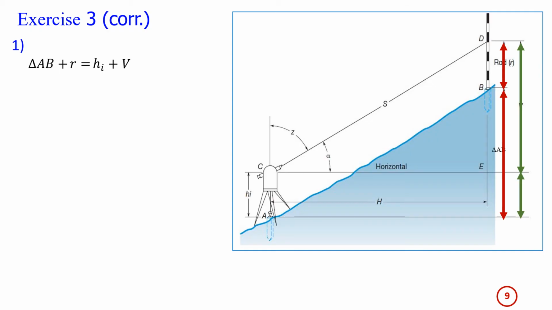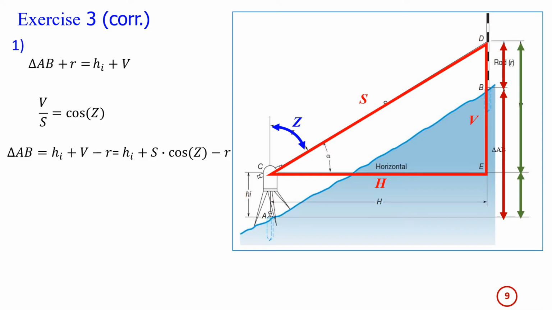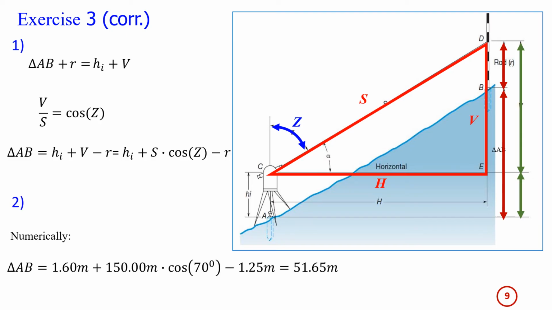I have to replace V by something in relation with S and Z. If I take this triangle, I have V divided by S is equal to cosine Z. Now, if I replace this, I will have delta AB equal to HI plus V minus R. I replace V by S cosine Z, and I have finally this relation.